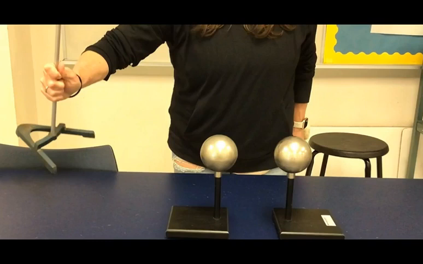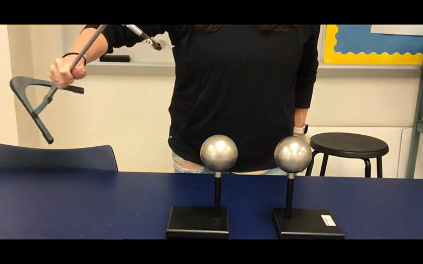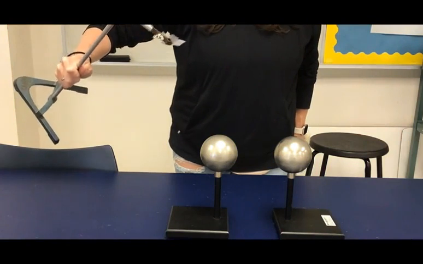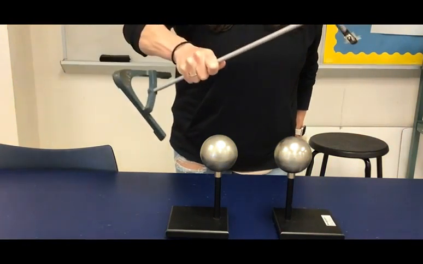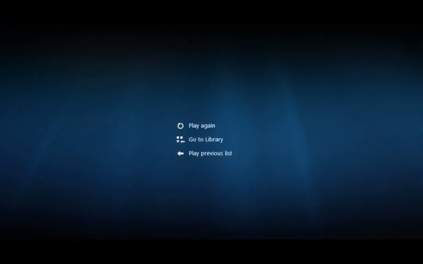So pause the video and ask yourself, which charge do you think the spheres will have? And let's take a look. So the pith ball, again being negative, starts off attracted to the first sphere and attracted to the second sphere. Both objects end up being positively charged.